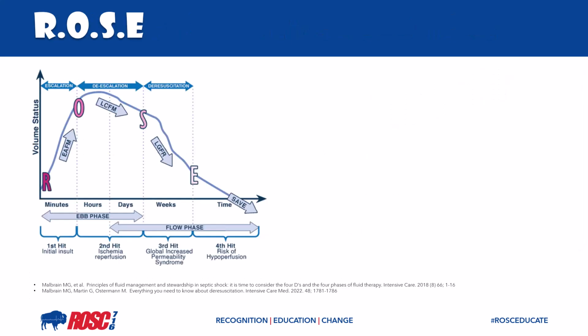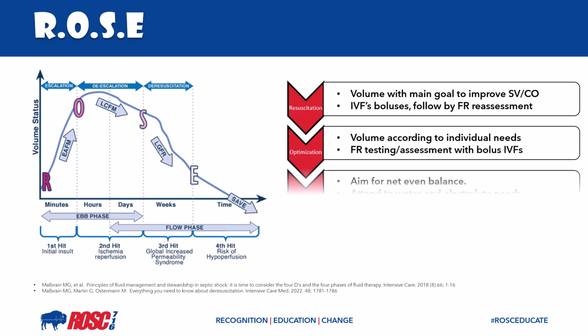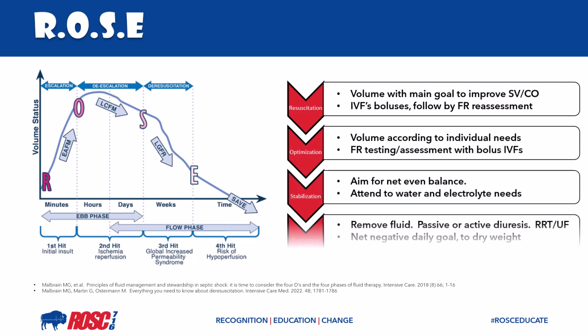I'd like to finish up this presentation by briefly reviewing some fluid administration principles. The first one is the ROSE model, which highlights the 4 phases of fluid therapy. So we have resuscitation, optimization, stabilization, and evacuation. And while there's a massive amount of information to discuss while covering the ROSE model, I just want to hit the highlights. Resuscitation. This is understanding that volume has the main goal to improve the stroke volume. We do this with IV fluid boluses followed by fluid responsiveness assessment.